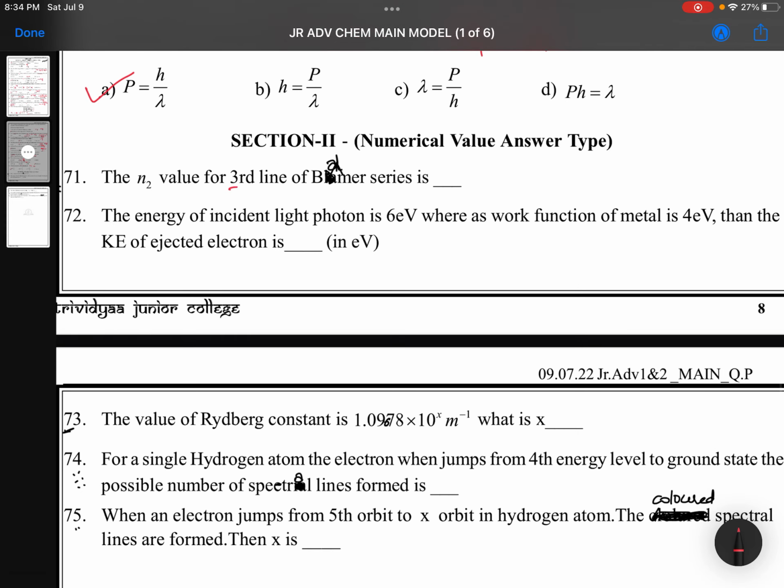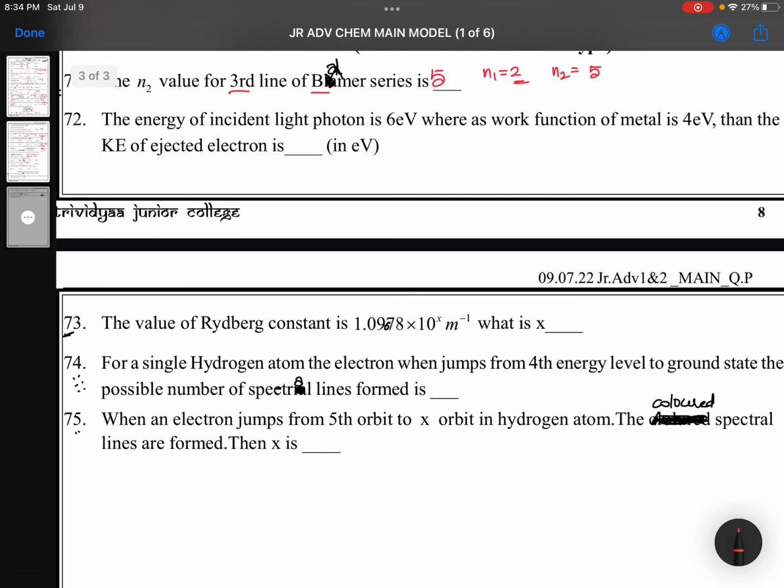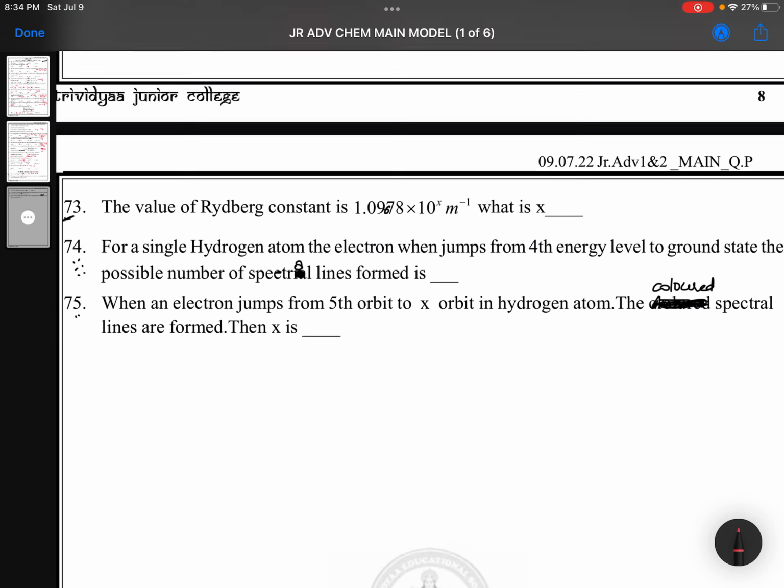The N2 value for the third line in Balmer series. Balmer series means N1 is equal to 2. For N2, add 3 more to this. So that is 5. The energy of the incident light photon is 6 electron volts, whereas the work function is 4. You are giving 6, utilized 4. So remaining is 2. That's the kinetic energy.